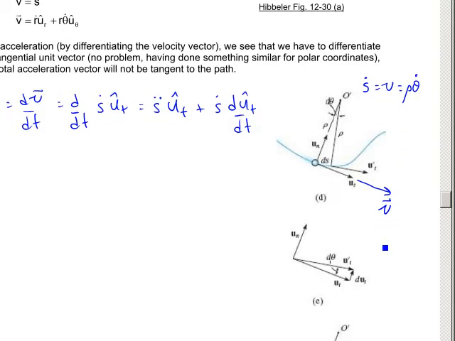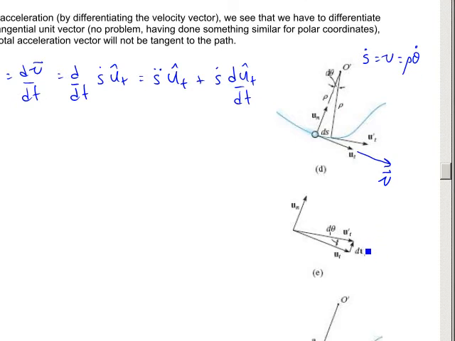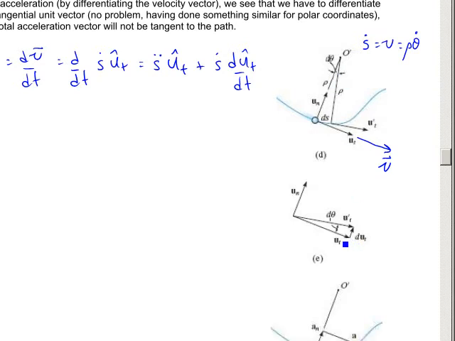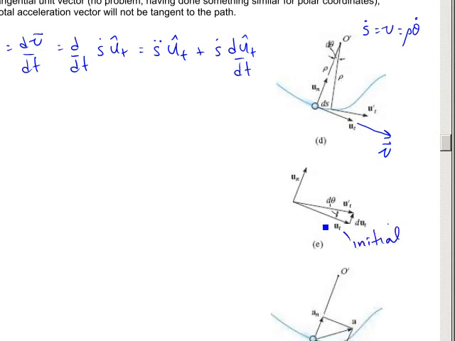Okay, so how does the tangential unit vector change as we sweep through this angle d theta? Well, here's our initial tangential vector. Here's our final one. These are unit vectors of length 1 that are sweeping through an angle d theta. So here's delta ut, the change in the tangential unit vector. So in the spirit of previous discussions, for dut by dt, the arc length of that dut is going to be 1 d theta. So this differentiated vector magnitude is going to be d theta dt.